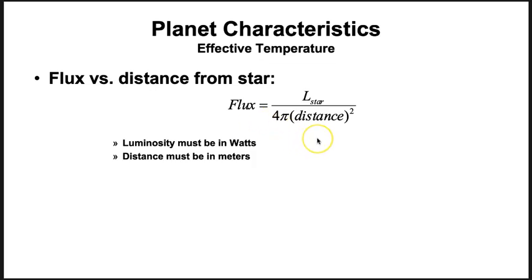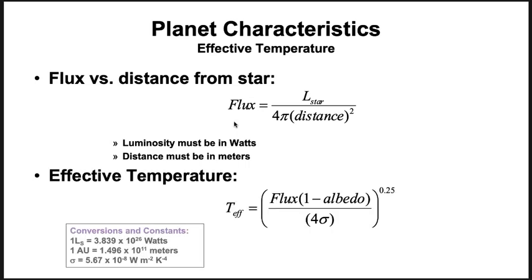So, like we talked about at the beginning of the semester, this equation really only works if you have the luminosity in watts and the distance between the star and the planet in meters, and then when you plug them in there, you'll get the flux in watts per square meter. So now we have the intensity of starlight shining on that planet, right? Flux is a measure of intensity. How bright, how intense is the light from that star shining on its planet?